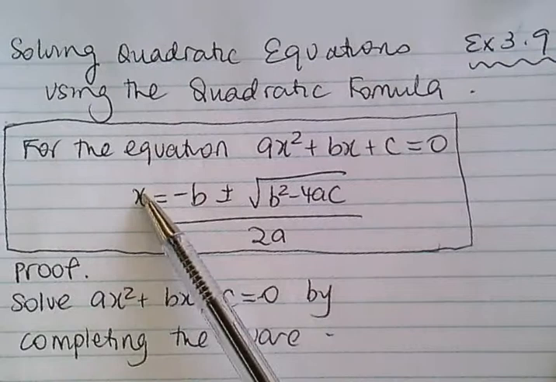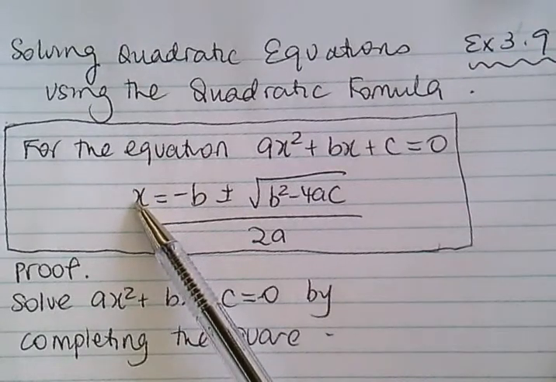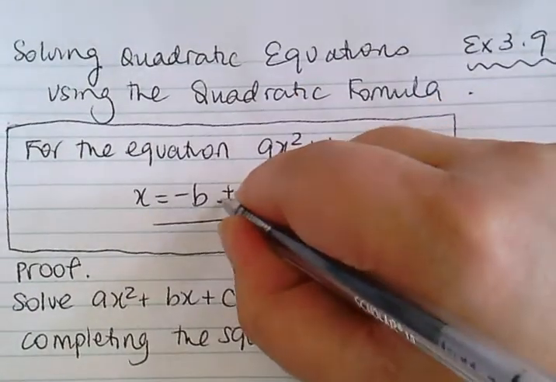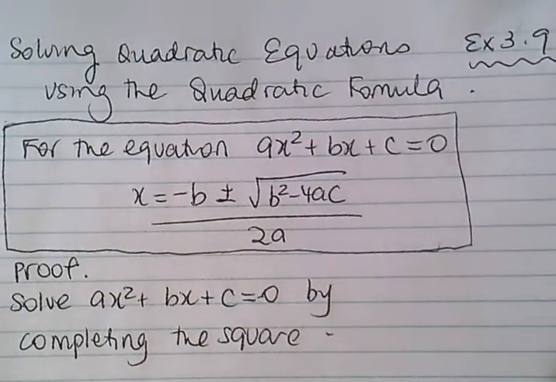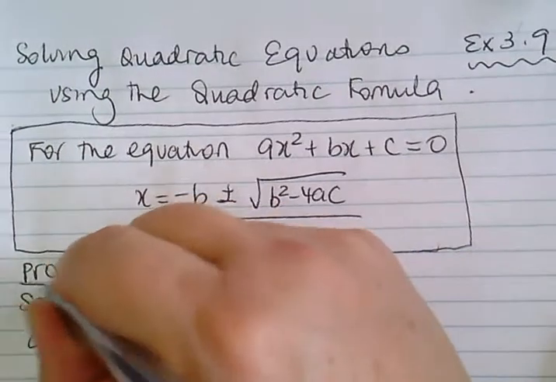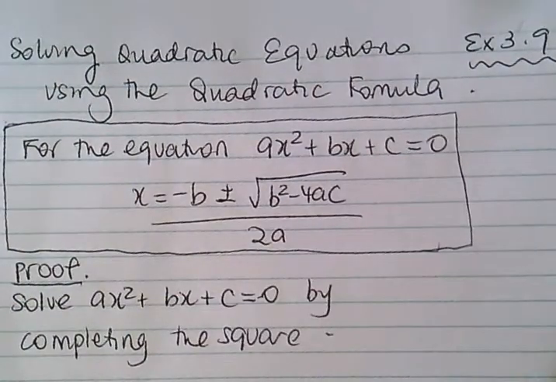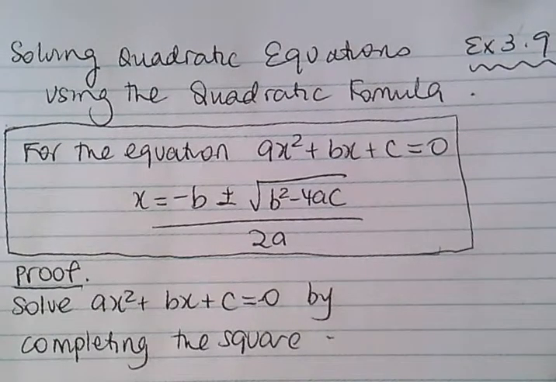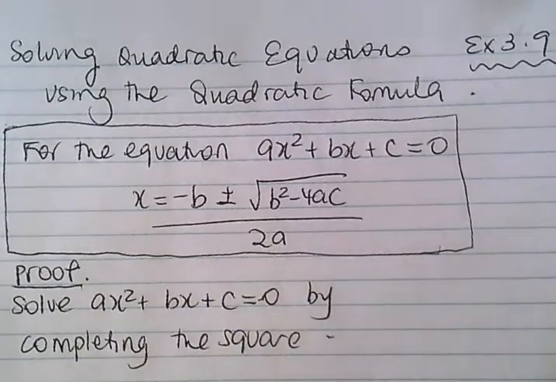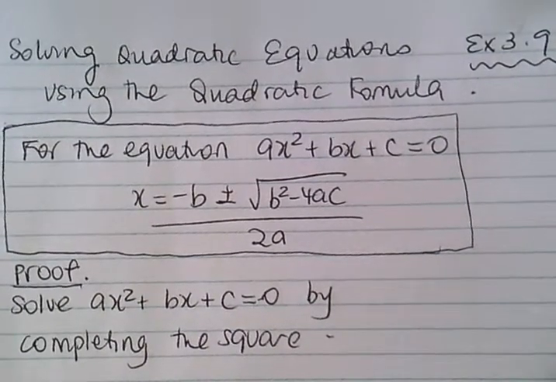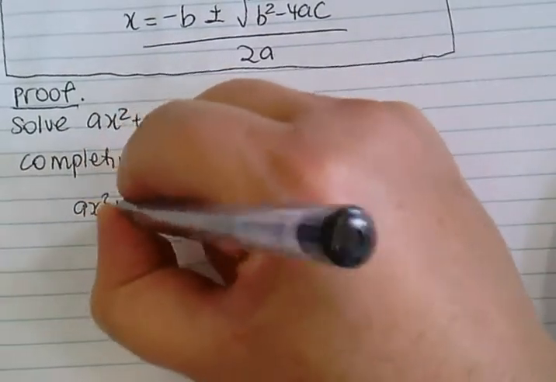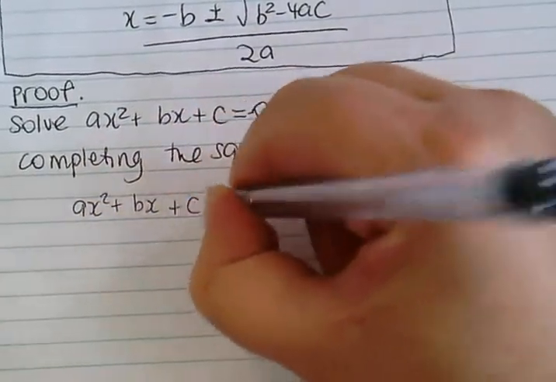So here is the formula to solve the quadratic equation. x is negative b plus or minus the square root of b squared minus 4ac over 2a. We're going to prove that actually by completing the square on ax squared plus bx plus c equals 0. So we're going to prove that this is the quadratic formula by completing the square. So we're going to start with ax squared plus bx plus c equals 0.